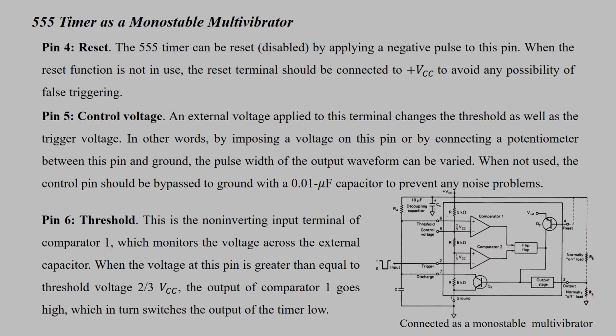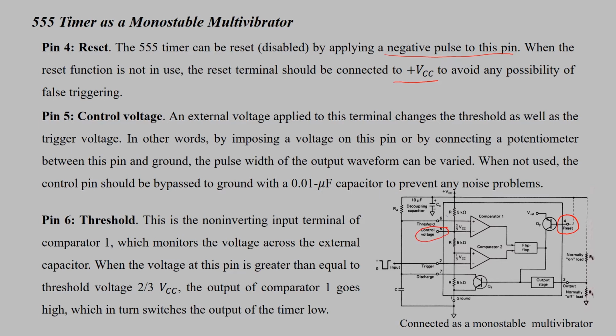Pin 4 is the reset pin. 555 timer can be reset by applying a negative pulse to this pin. When the reset function is not used, the reset pin is connected to plus VCC to avoid any possibility of false triggering. Pin number 5 is the control voltage.